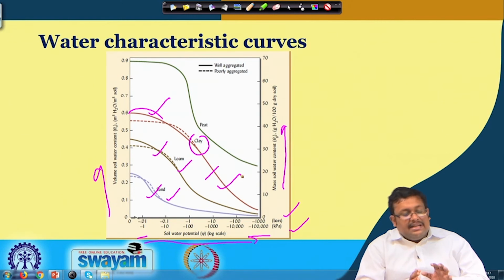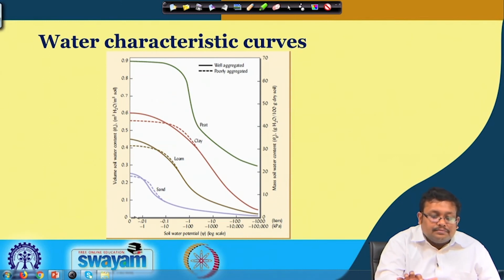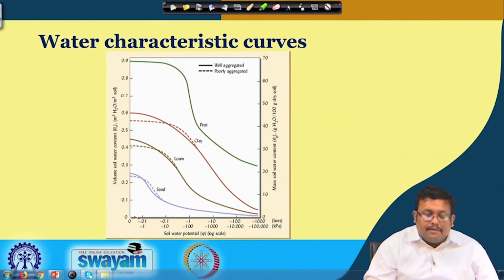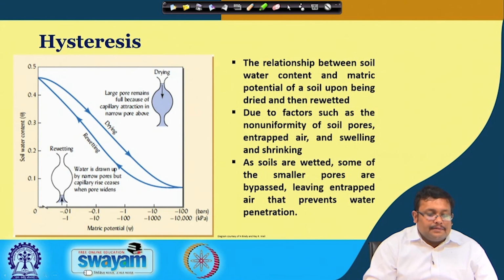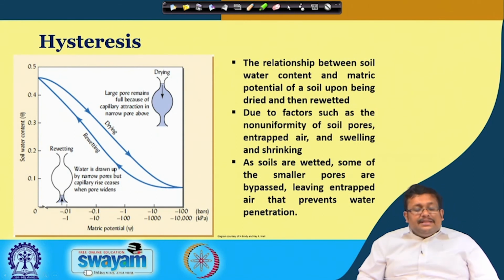So, that is basically expressed through the soil water characteristic curve. Another important term is hysteresis.